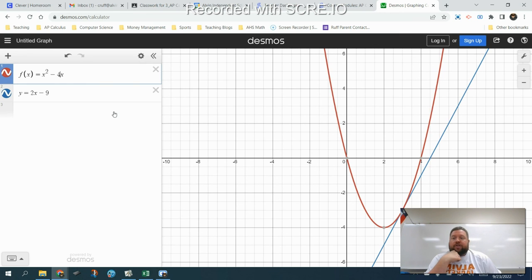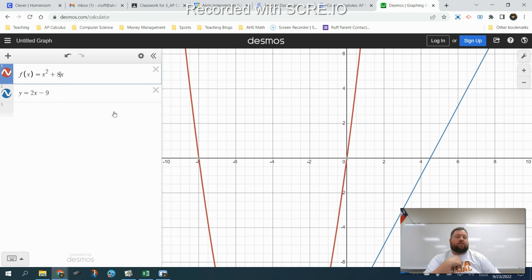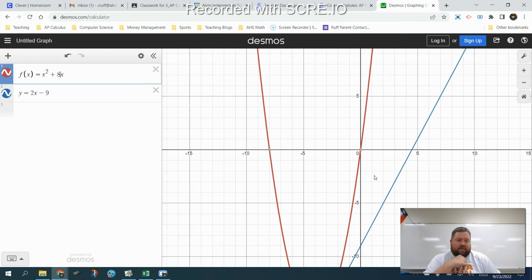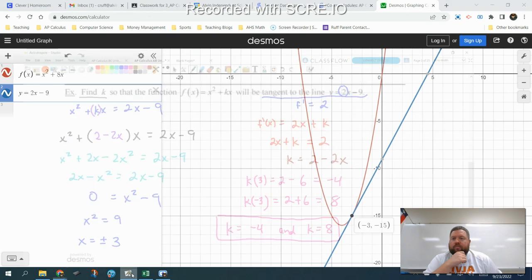All right, if we change our k value to plus 8, it would be x squared plus 8x. Can't see it right here, but if I zoom out a bit and if I move my graph up, there we go. You can see that it's still tangent. There's our x value of negative 3. Y value would be negative 15. So I think it makes sense visually if you see it that way. Hopefully it does.